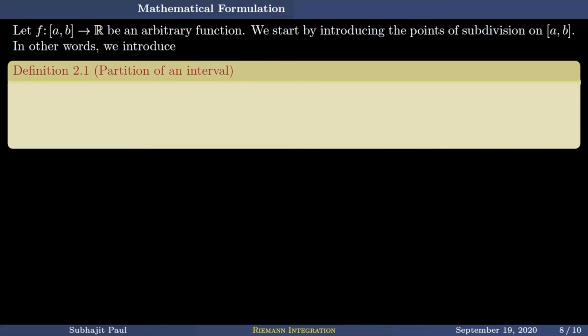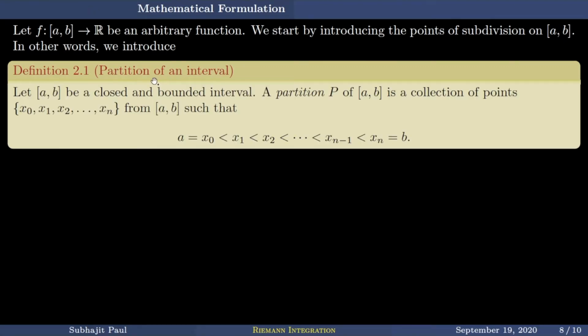Let f be a function over a closed and bounded interval [a, b], of course a real valued function. We start by introducing the points of subdivision on [a, b]. In other words, we introduce a partition of an interval. What is a partition? Let [a, b] be a closed and bounded interval. A partition P of [a, b] is a collection of points x0, x1, x2 up to xn from [a, b] such that the first point x0 is the left extremity of the interval, the last point is the right extremity of the interval, and the other points are chosen in their natural order.